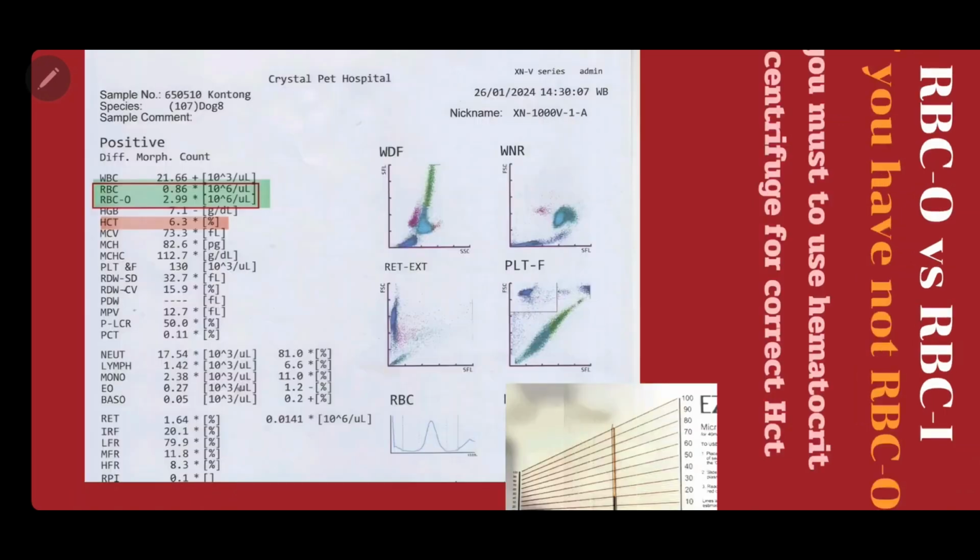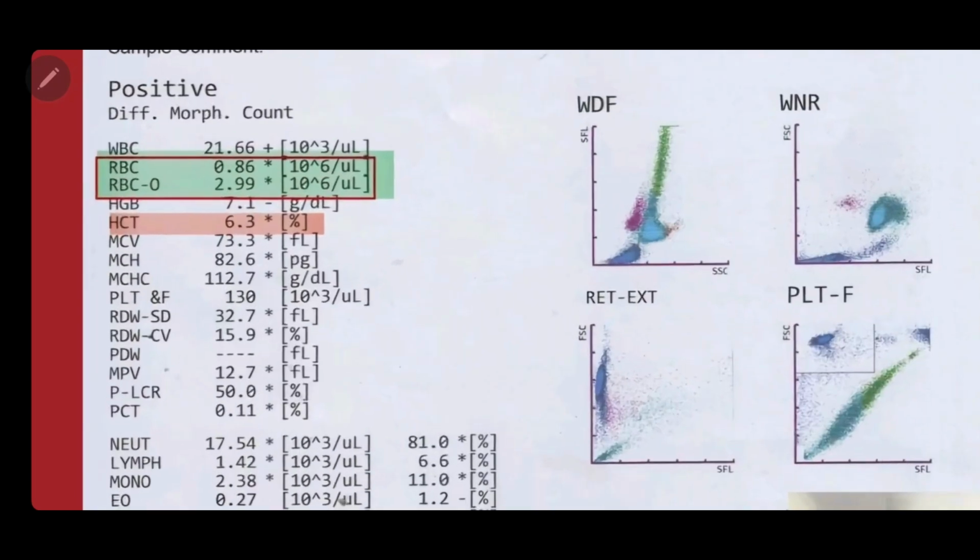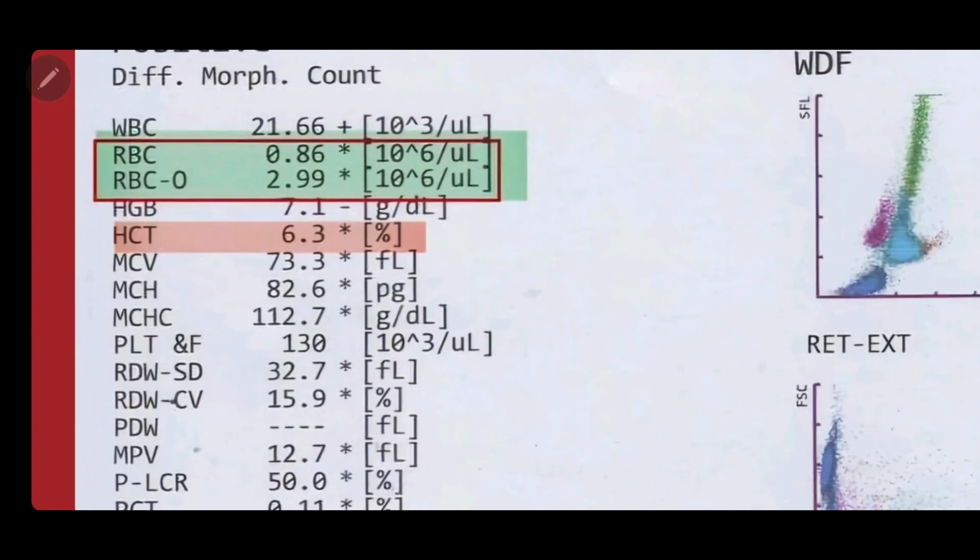Why should we use RBCO over RBCI? Currently, there are still only a few machines that use RBCO, but it is much more important and accurate. For example, in this case, RBCI measured only 0.86 million cells, whereas RBCO measured 2.99 million cells. The correct answer is RBCO, and RBCI is incorrect.